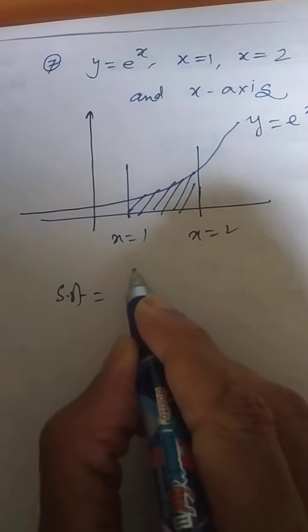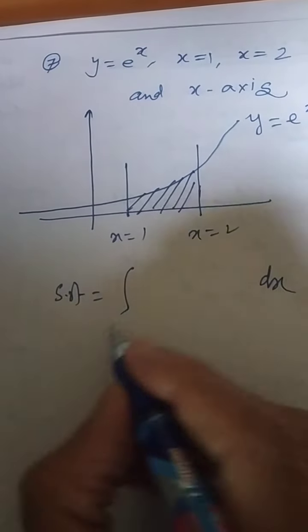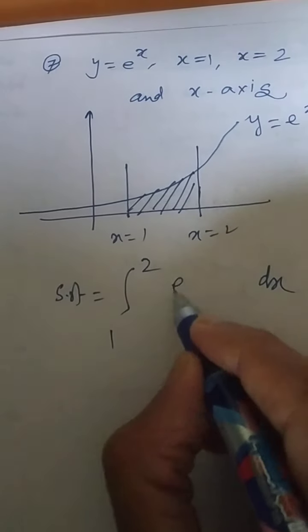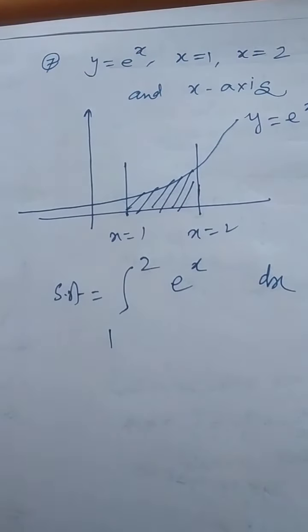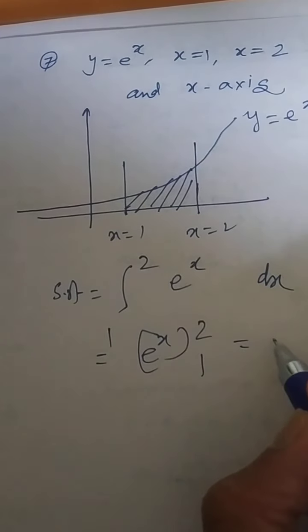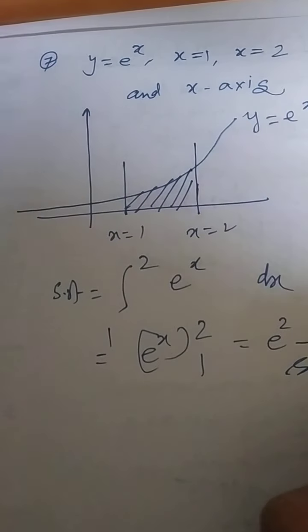So the shaded area will be bounded with the x-axis between the limits 1 to 2, and the curve is given as e raised to power x. So your answer will be e raised to power x, upper limit is 2, lower limit is 1. It will be e raised to power 2 minus e raised to power 1 square unit is the answer.